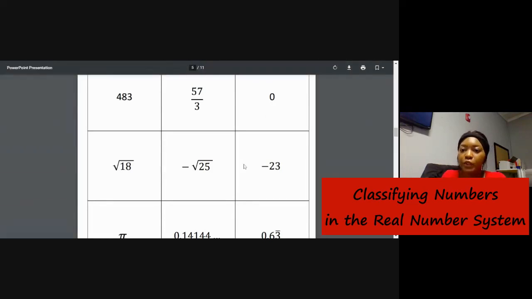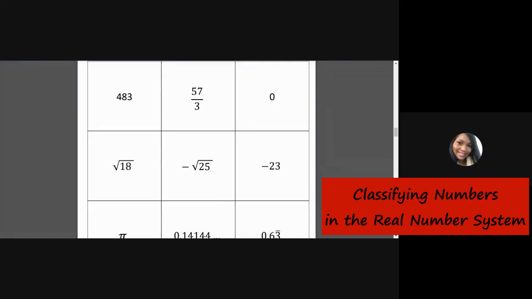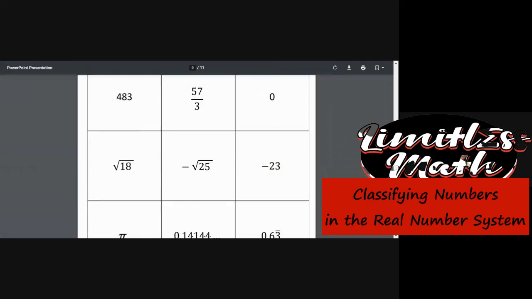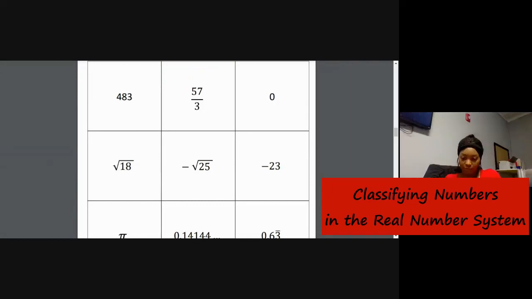Y'all look at square root of 18. Put your answers in the chat. What do you think about that one? What type of number is it? Madison says irrational. Thank you, ma'am. Two people say irrational. Joshua says whole. Tiara, irrational.